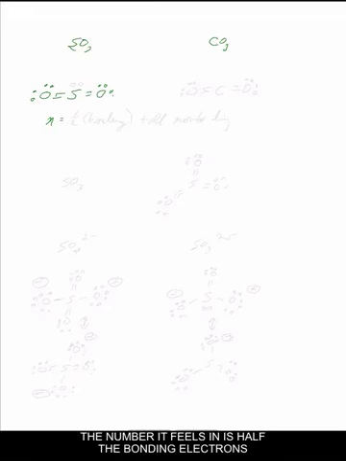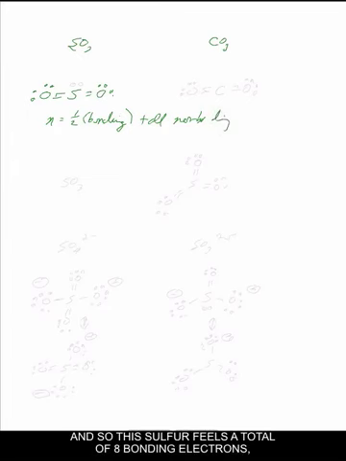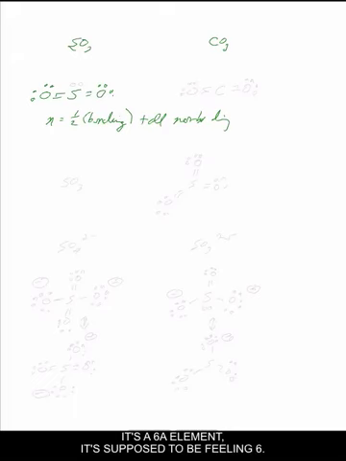And then I have to ask the question: there's a sulfur that looks as though maybe it's obeying the octet, but if sulfur is to be neutral and obey the octet, it should make 2 bonds and have 2 sets of non-bonders, because after all, sulfur should feel a total of 6 electrons in its valence shell as far as its charge is concerned. And remember the rule here: the number it feels, N, is half the bonding electrons plus all the non-bonding. And so this sulfur feels a total of 8 bonding electrons, half of which is 4. It's short 2. It's a 6A element. It's supposed to be feeling 6. So far it only feels 4. So I have to give it another set of non-bonders.